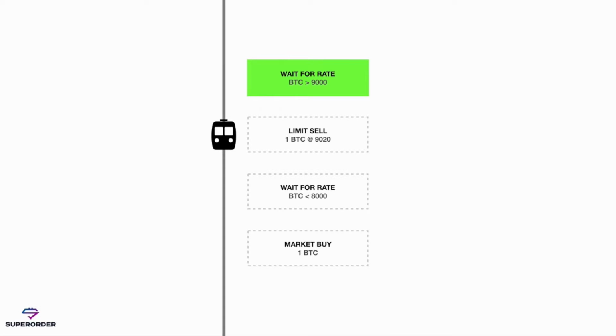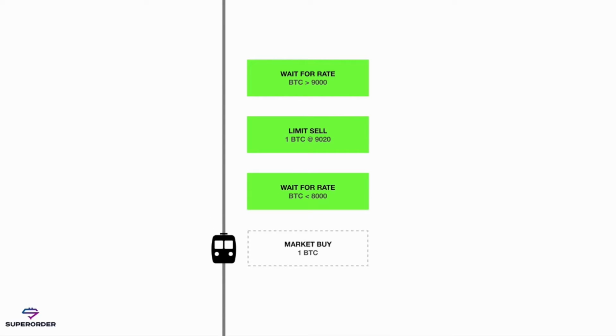At the next stop, we place an order for 1 BTC at $9,020 and wait for it to execute. Once that order is filled, we go to the next stop and wait for the price to go down to less than 8K. And after the price drops to our target, we perform the market buy of 1 BTC.